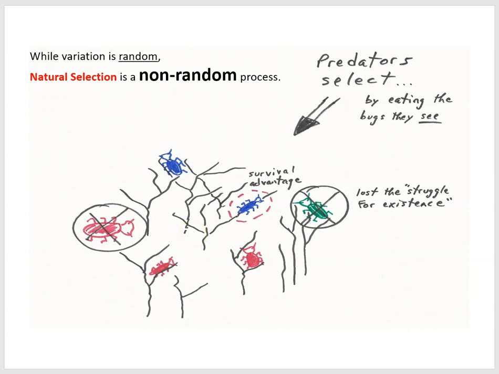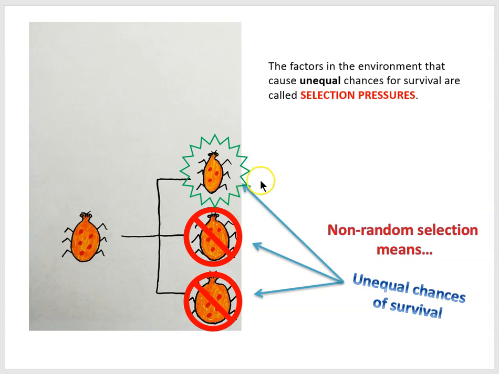That process is non-random. The factors in the environment that cause unequal chances for survival are called selection pressures. So the selection process is non-random. These three individuals do not have equal chances of survival. The ones with the better camouflage have a better chance at surviving.